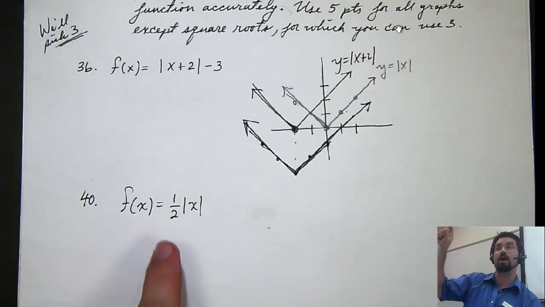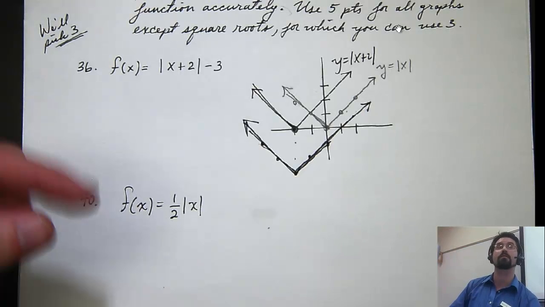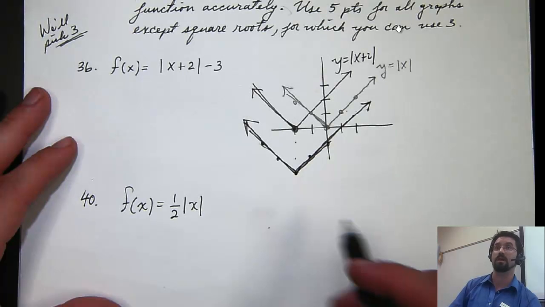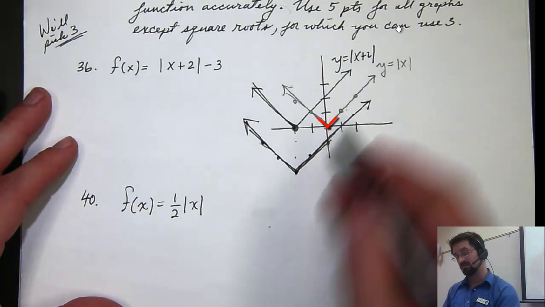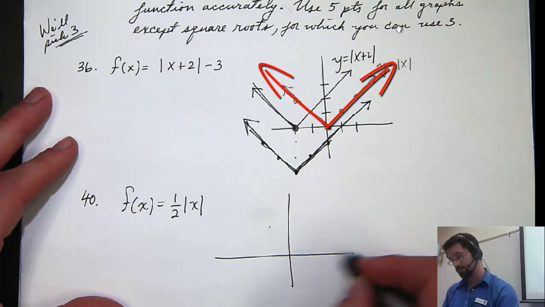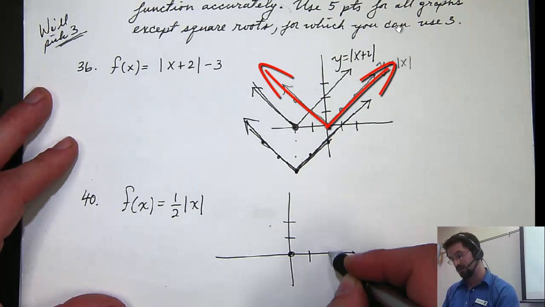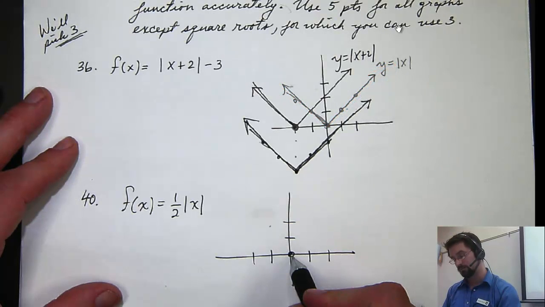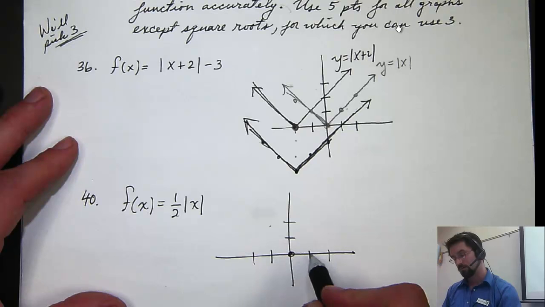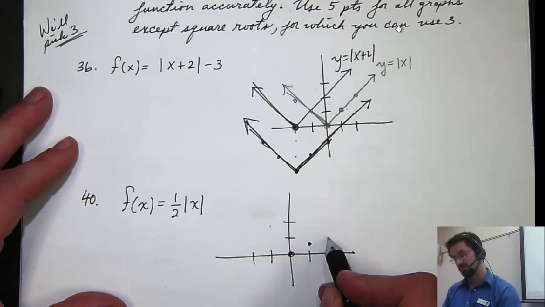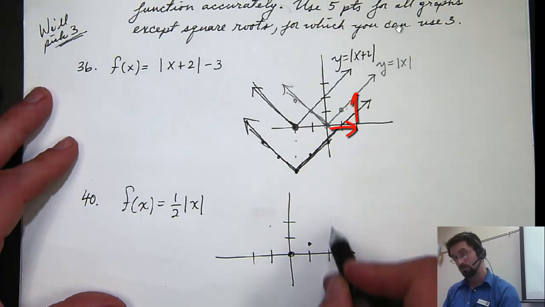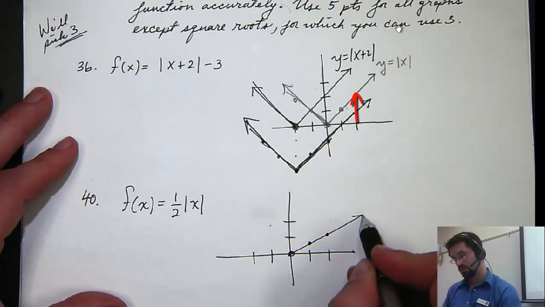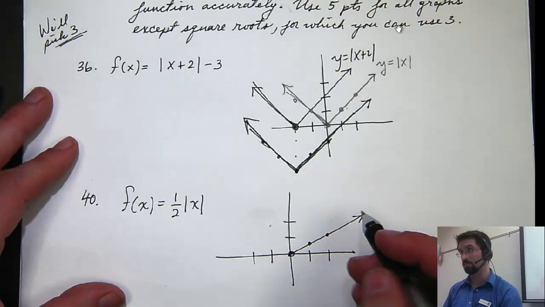So the pattern in the y, when there's a half in front, is cut in half. So normally it does this, but now, and it hasn't been shifted to the left or the right or anything like that, it's still going through the vertex, or through the origin, I should say. But instead of going over 1 and up 1, it goes over 1 and up a half. Instead of going over 2 and up 2, what's half of 2? 1. And just like Alicia said, it will have a slope of 1/2.